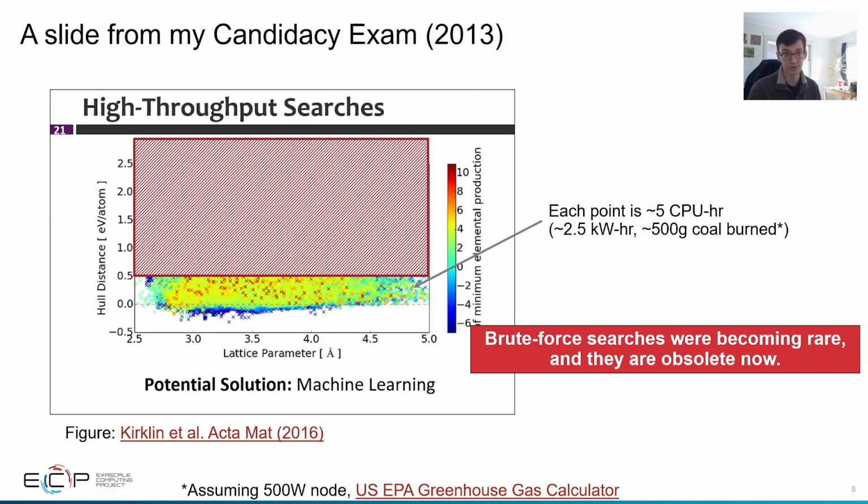Yet, for each of these materials, we spent on the order of 5 hours on a computer processor, which, if our cluster at Northwestern was powered entirely by coal, would be about 500 grams of coal being used to create this calculation. Now, the point here is that even though we could do these calculations, this need to do all of them to derive some confidence that we found the optimal solution was becoming obsolete in the early 2010s and should be something that is done very sparingly now.